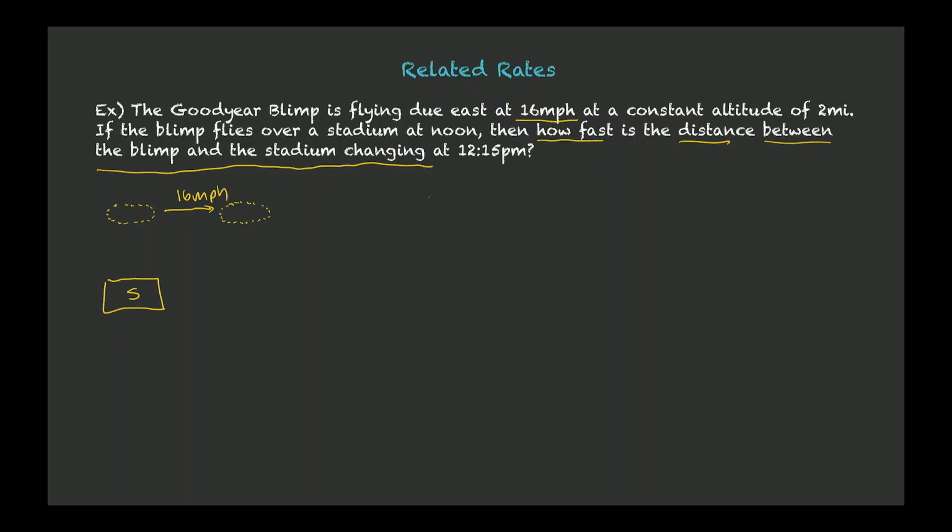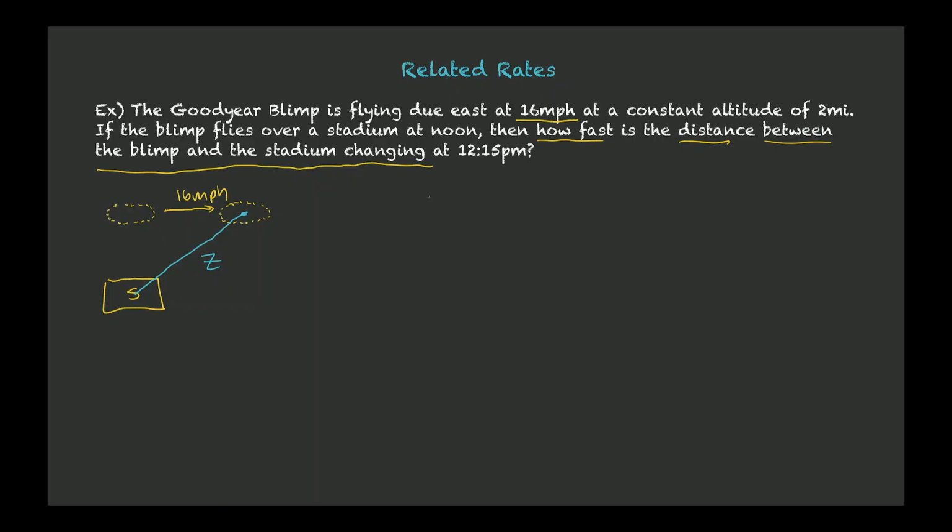Okay, so it's asking about the distance between the blimp and the stadium. And I'm just going to draw a line connecting the blimp and the stadium together. So it's asking about that distance there. Okay, and I can assign a variable right here to the picture. Now typically I don't like to use d's for distance on these types of problems because you'll be taking derivatives. So you'll have things like dd dt, and it just looks weird and sounds weird when you say it. So I typically assign a z for a distance in a problem like this.